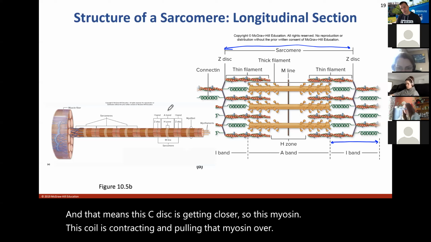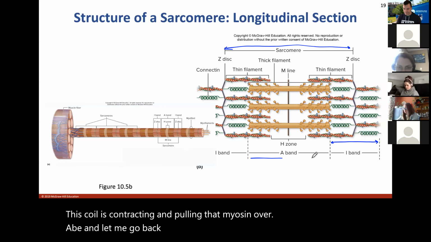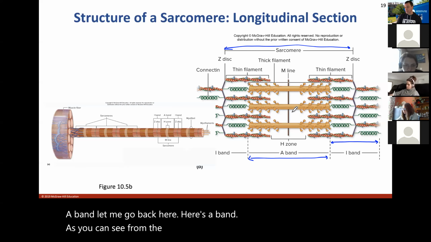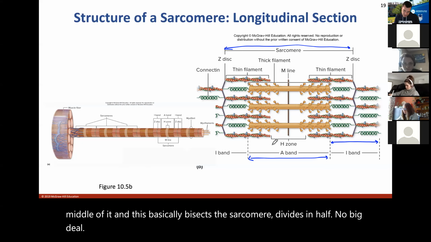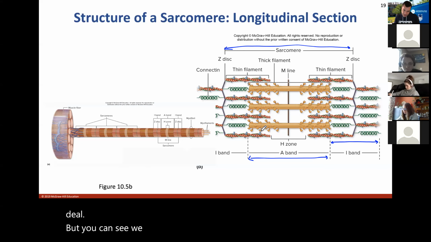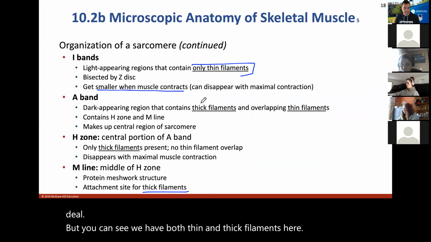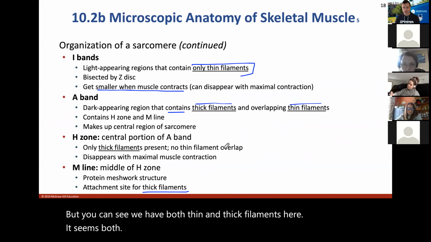A band, let me go back here. There's the A band. As you can see from the picture here, we have the M line right in the middle of it, and this basically bisects the sarcomere, dividing it in half. You can see we have both thin and thick filaments here. It contains both thin and thick.